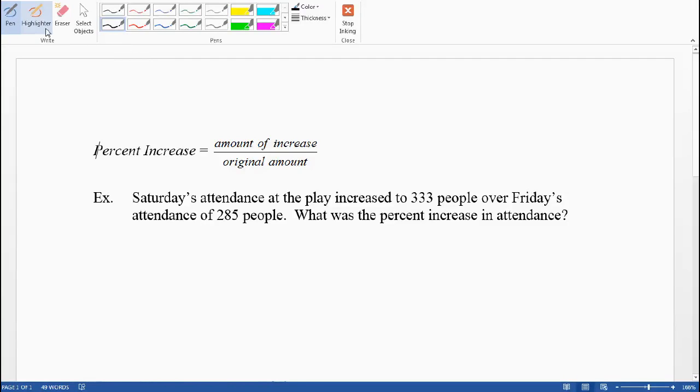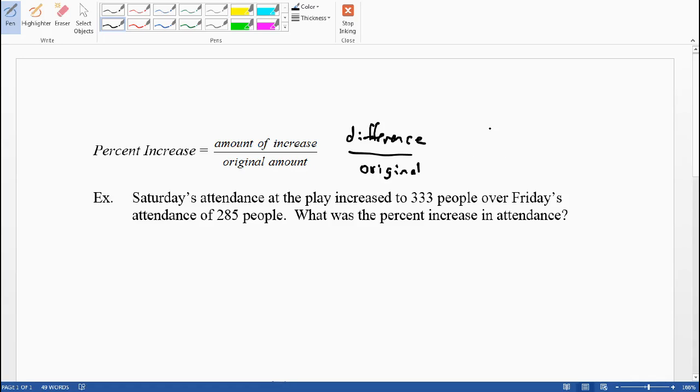Percent increase and also percent decrease. Percent increase is like the profit percent. Think of it like that. And percent decrease is like the discount percent. Now to find the percent increase, you're going to find the amount of increase, which is also known as the difference of the two values. Difference just means subtract. And you always divide by the original amount.